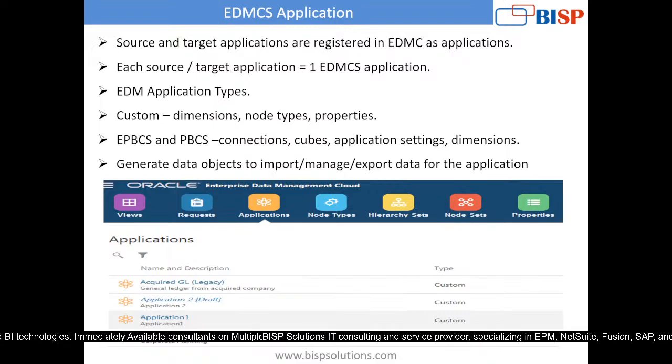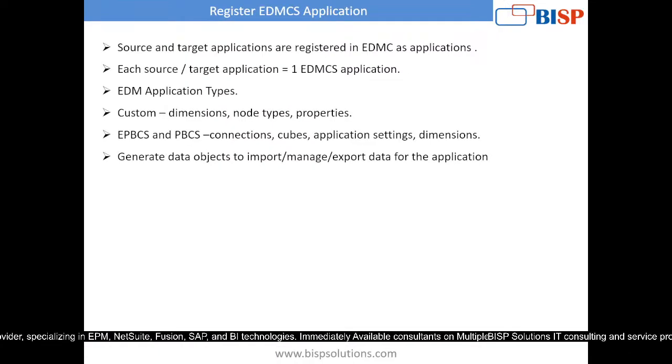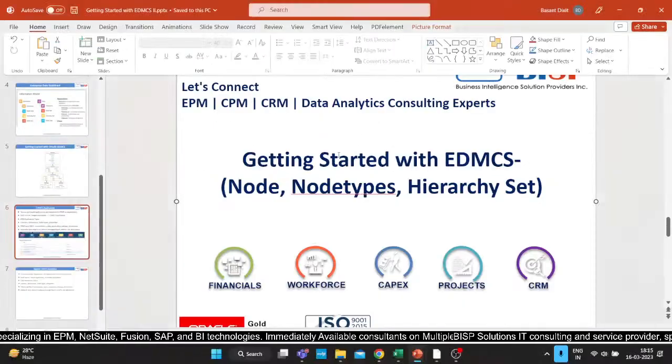Like I've told you in the previous session, and we will also discuss in a further session, how we can register the application, and how we can make a connection, and by creating a job in the target application, we can import the metadata into the EDMCS application. The other way around, we can also download a file, which we can upload in the EDMCS application. Both ways we can work. So the registration part we will do later.